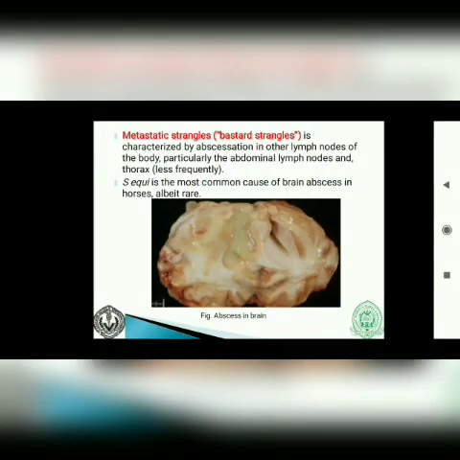Metastatic strangles, also known as bastard strangles, is characterized by abscession in other lymph nodes of the body, particularly the abdominal lymph nodes, and less frequently the thoracic lymph nodes. Streptococcus equi is the most common cause of brain abscess in horses, which is although rare. So the picture below is a picture of a horse brain showing abscess.